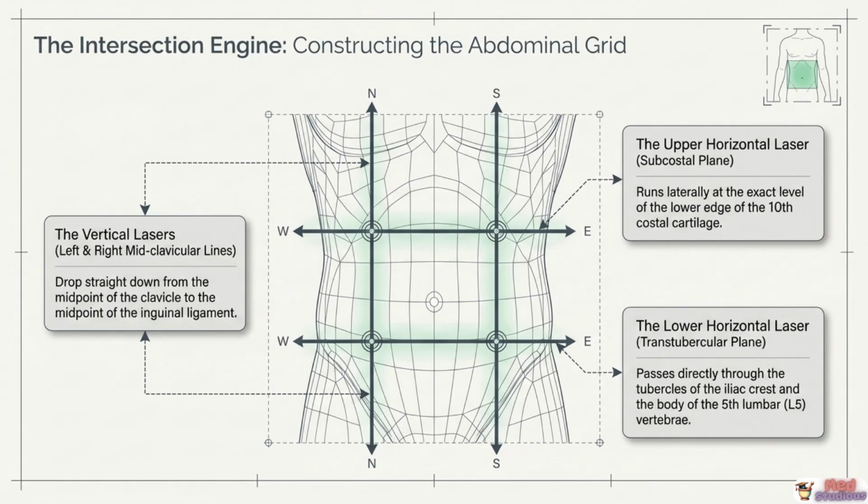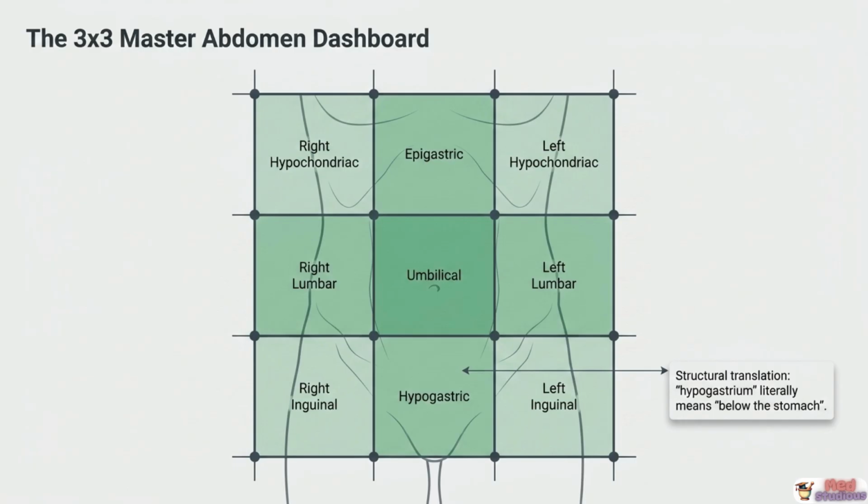Where these 4 planes intersect, they generate the 9 named regions of the abdomen, 3 rows of 3. The subcostal plane above, the transtubercular plane below, and the 2 midclavicular lines on either side. Here it is, the complete 3x3 master abdomen dashboard, all 9 regions displayed in their proper positions.